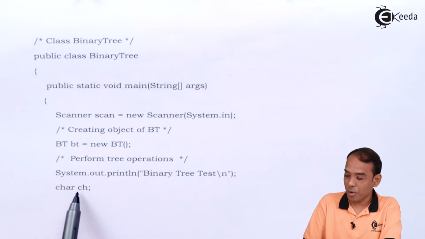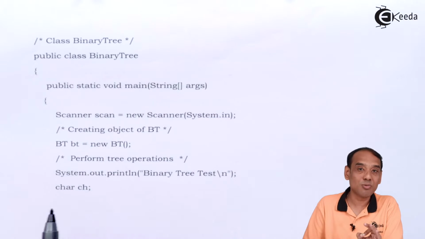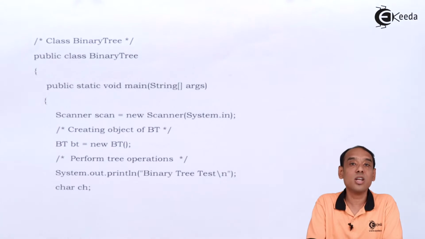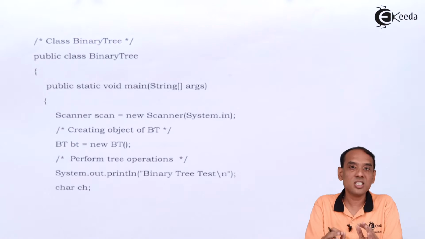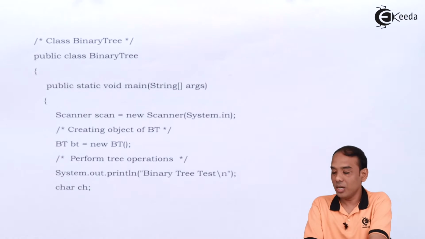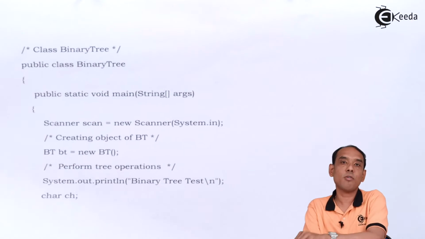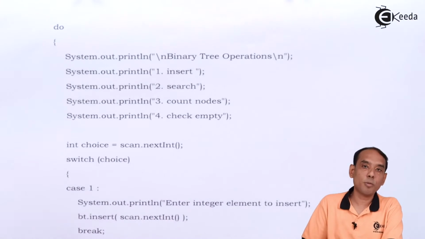Then we have defined a variable called ch of type char. You must remember, char is for taking the user value whether he wants to continue with the operations or not. That is for yes, y, and for no, n. This is how you are going to continue or discontinue the set of operations. Once we are done with this one, we are going to perform the menu driven approach. Now we are going to give the menu driven approach to the user.